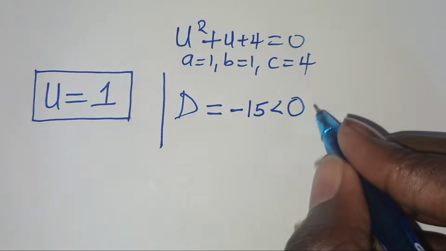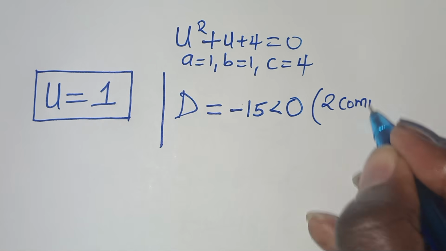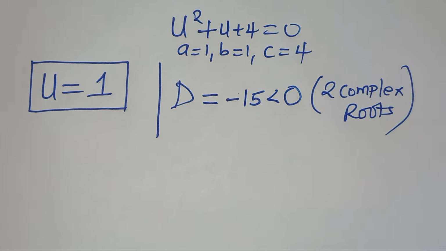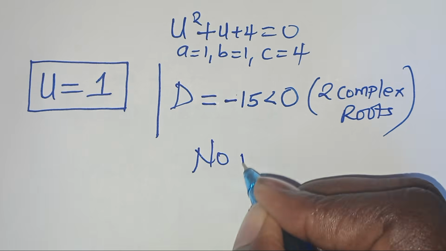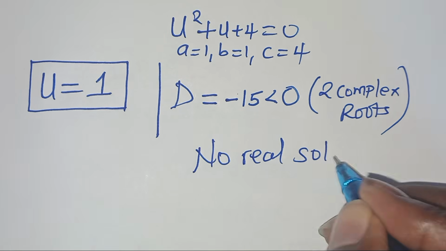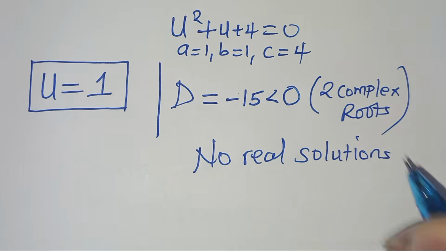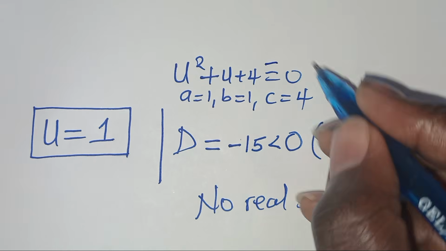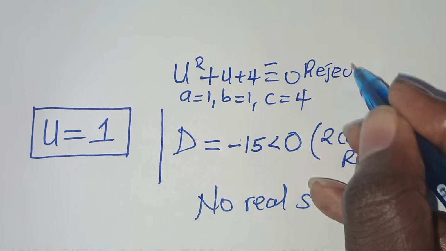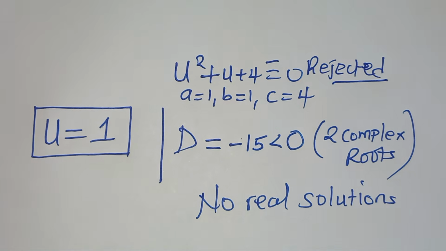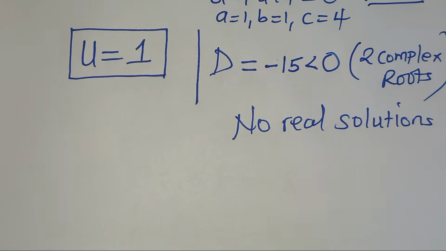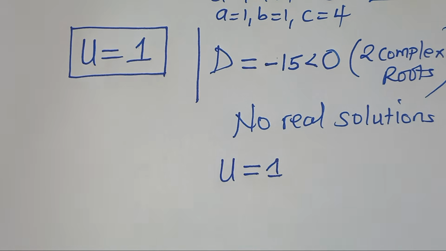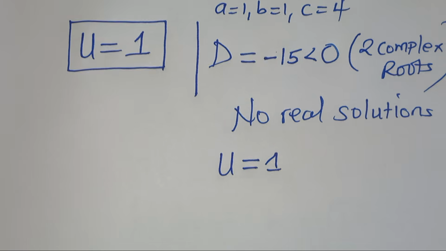What this means is that we have got two complex roots, and this indicates that there is no real solution that can be obtained from this quadratic equation. So this means that the quadratic equation here is rejected. So let's focus on u, which is equal to 1.